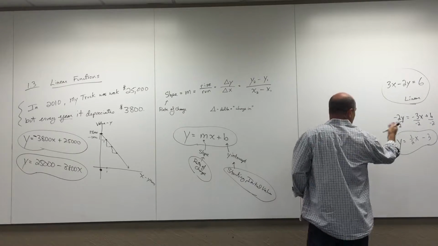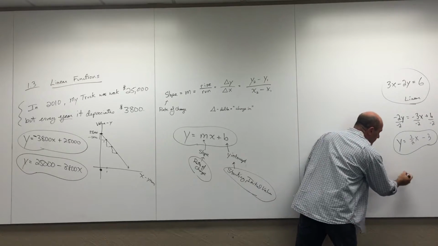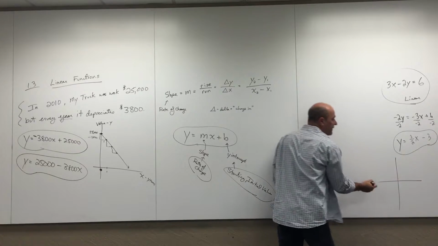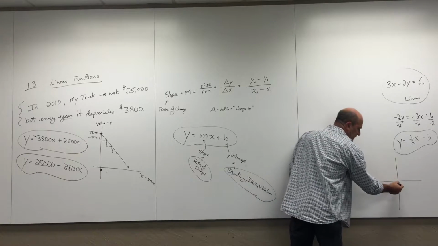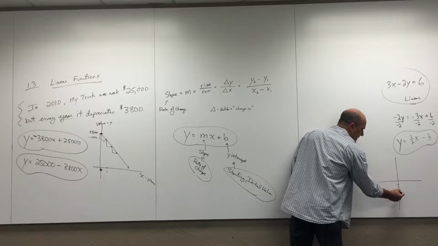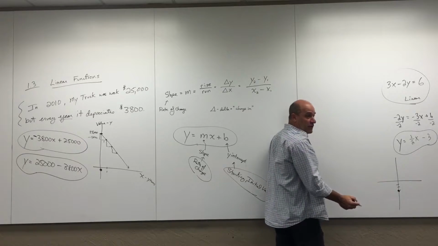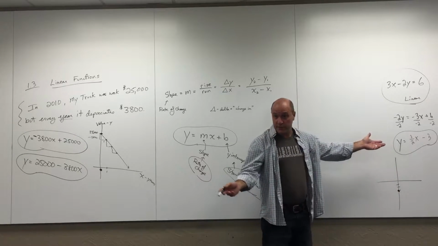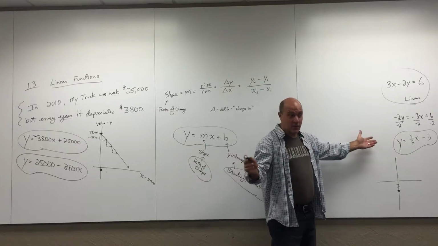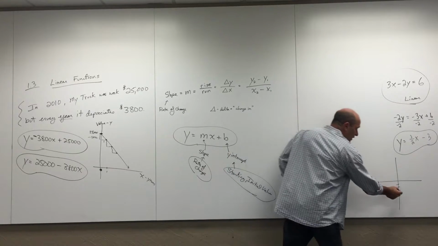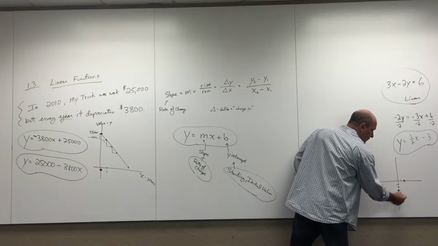So now it's in this form, and you should probably know what to do. Real quick, here I go. The y-intercept is negative 3. Start there. The slope is up 3 over 2. Up 3 over 2. You with me, right? I hope it's not a mystery. Up 3 over 2. Up 3 over 2. Okay, cool, I'm done. Draw a line.